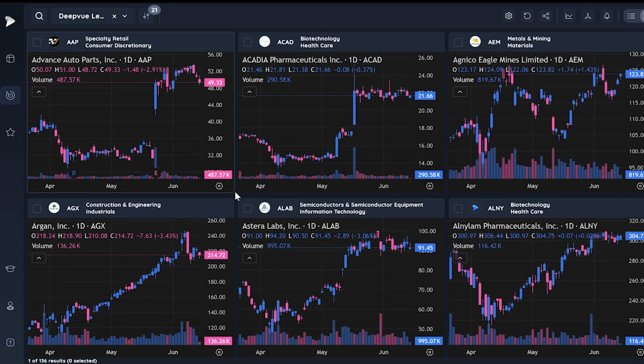However, it is worth noting that I still prefer FinViz for this because these charts are not as customizable. You can see here that there's no annotated lines and trend lines or moving averages, so a bit less information than what you get with FinViz's mini charts.